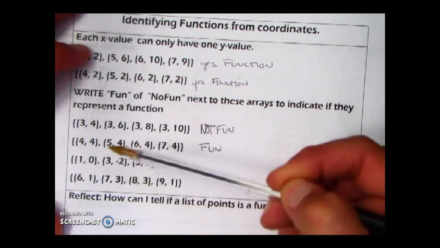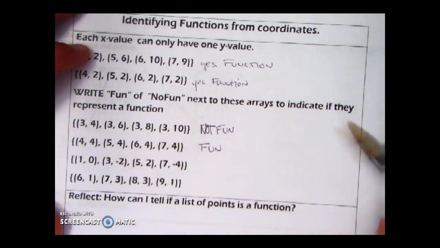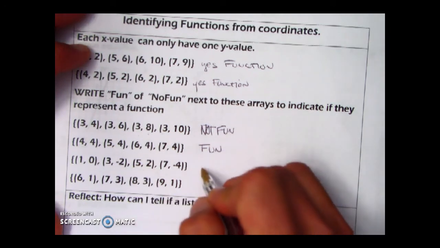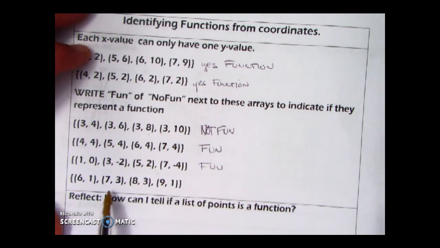1, 0, 3, -2, 5, 2, 7, 4. Different inputs and different outputs. No same input, no same output, so that's definitely a function. Okay, what do you think about this one?